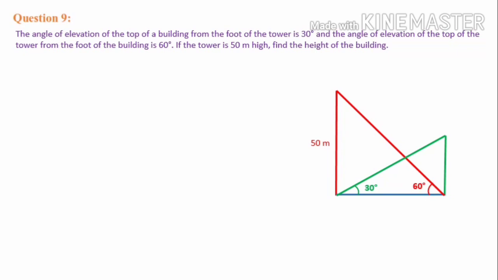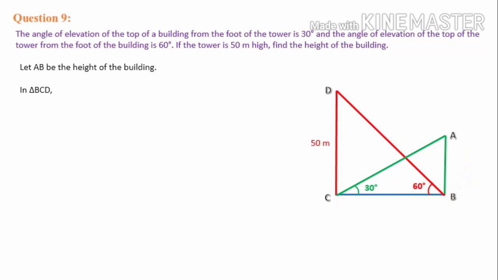The diagram is completed. Let's label the vertices A, B, C and D. Here the green portion AB is the height of the building. And here I am taking the bigger triangle first, that is, triangle BCD. BCD I am taking first.